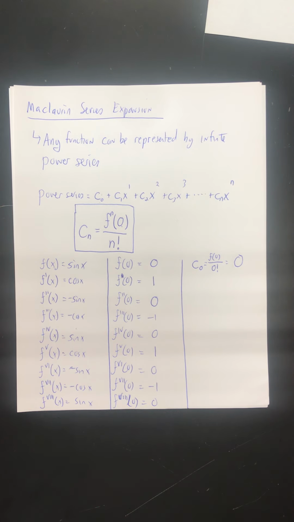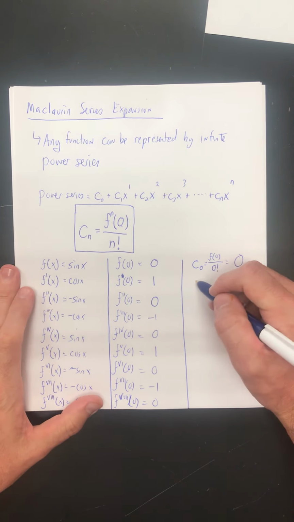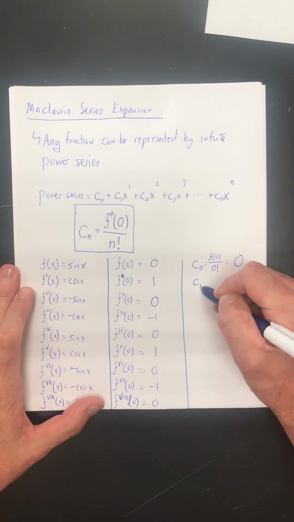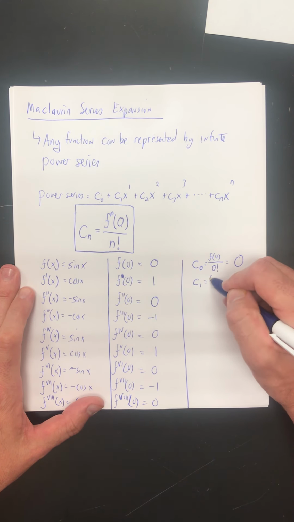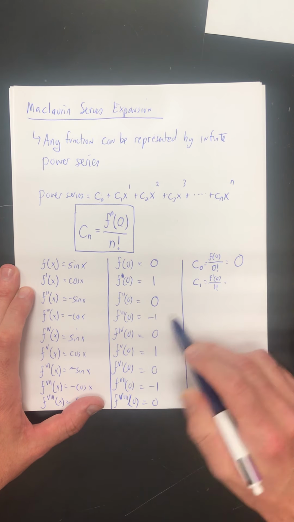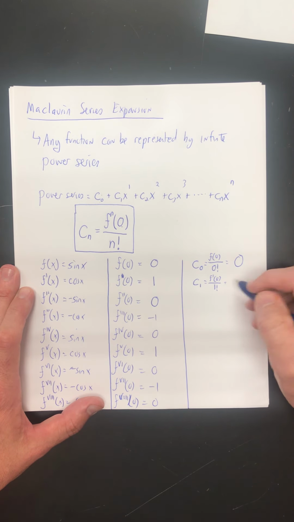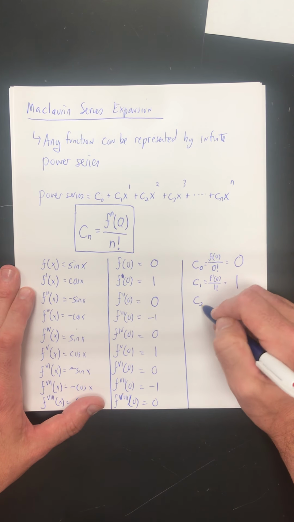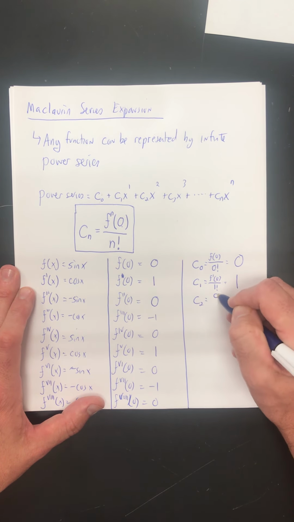Because remember what factorial is talking about? How many ways are there to make it? There is exactly 1 way to make 0. So there it is. C1 is going to take the first derivative over 1 factorial. We know the first derivative is 1 over 1, so then I get 1. C2, once again, I'm going to get 0.